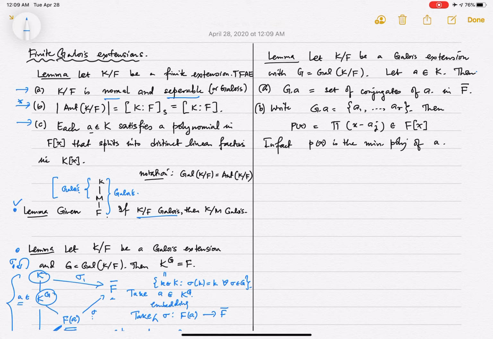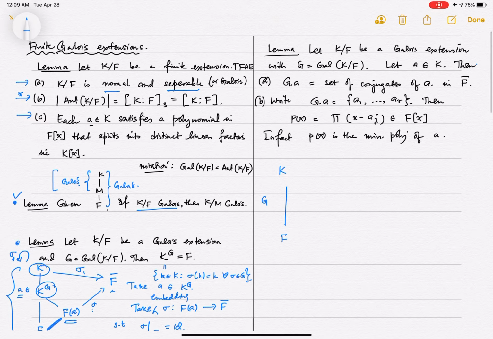The third one up here relates the conjugates and minimal polynomial with the Galois group. So here's what it says. You have a Galois extension and Galois group G. Then if you take an element A in K and hit it with all the elements of the Galois group, the orbit of this element A under the Galois group is exactly the set of conjugates of A in F bar.